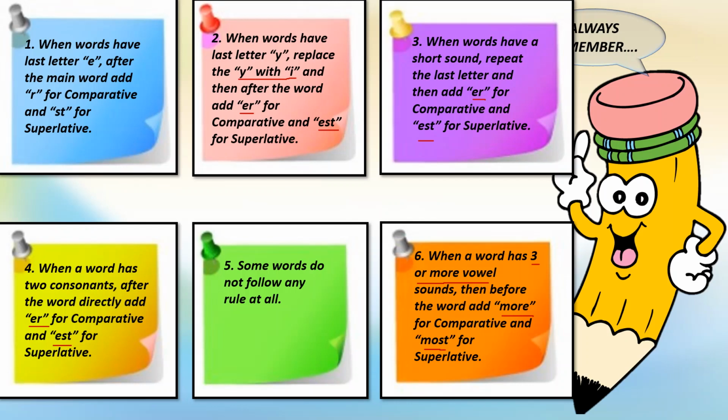So these are the 6 basic rules that we need to focus on when we are talking about adjectives in the positive, comparative or superlative degree. Mostly when we are trying to identify which adjective falls in which degree of comparison, or when you are trying to convert one adjective from one degree to another degree. So these are the 6 basic main rules that we all need to remember.